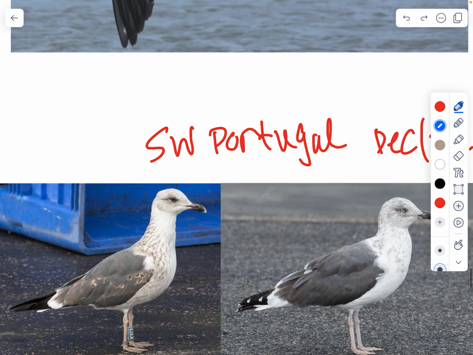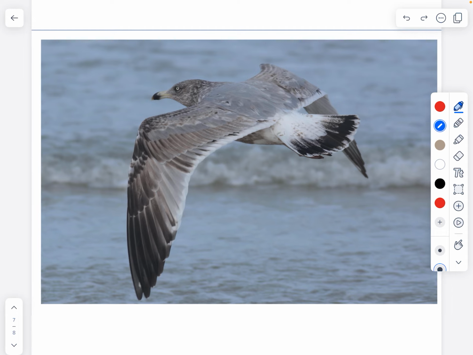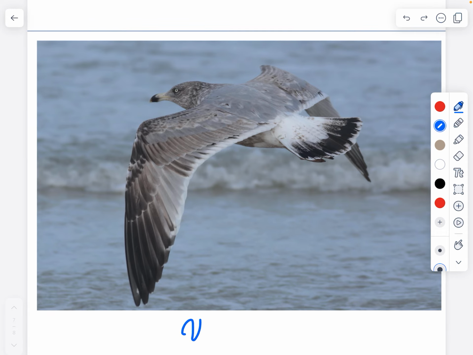Okay, we'll go back to our bird in flight here, and we'll close out with this individual, second or third cycle. And the key feature that we're going to focus on always are the inner primaries and the appearance of the tips of the secondaries. And if you guessed third cycle here, it is a third cycle type.